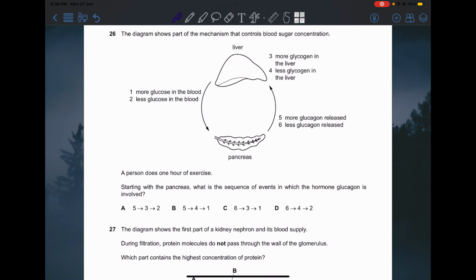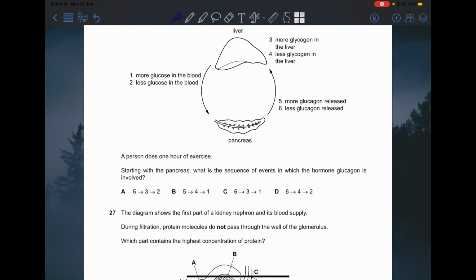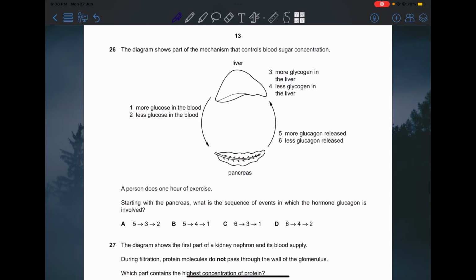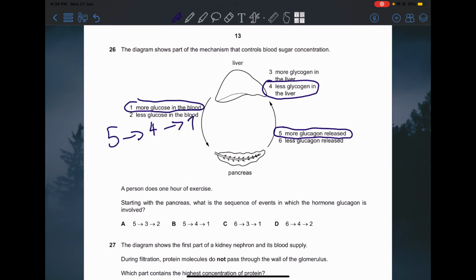26. The diagram shows part of the mechanism that controls blood sugar concentration. A person does 1 hour of exercise starting with the pancreas. What is the sequence of events in which the hormone glucagon is involved? Now over here in the pancreas, of course, there is going to be more glucagon released after the exercise. And then over here, there is going to be less glycogen in the liver because the glucagon will actually take out the glycogen and convert it into glucose. So we're going to be choosing 4 for this one. And then after that, there is going to be more glucose in the blood. So our sequence goes from 5 into 4 into 1. So that is actually option B.